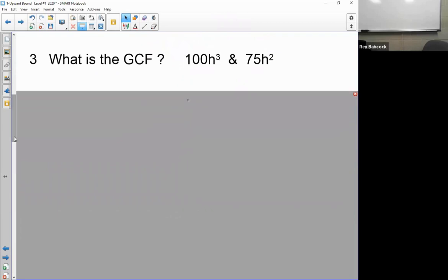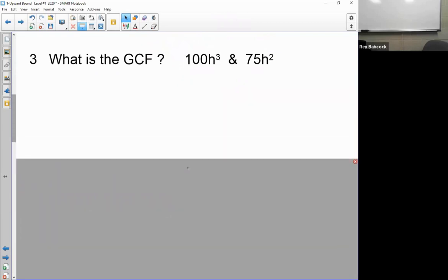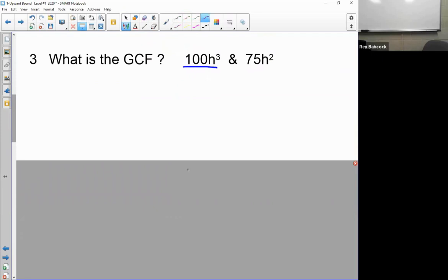What is the greatest common factor? You remember doing that? We write the prime factorization. If I wrote 100, 2 goes into 100 50 times. 2 goes into 50 25 times. 2 won't go again. 3 won't go. 5 goes in 5 times.